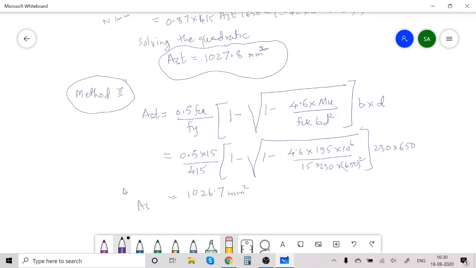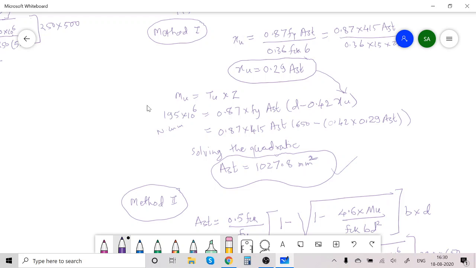So by this second method, the answer is very near to the answer we got by the first method. Both are correct. You can adopt any method. So I will conclude by summarizing.